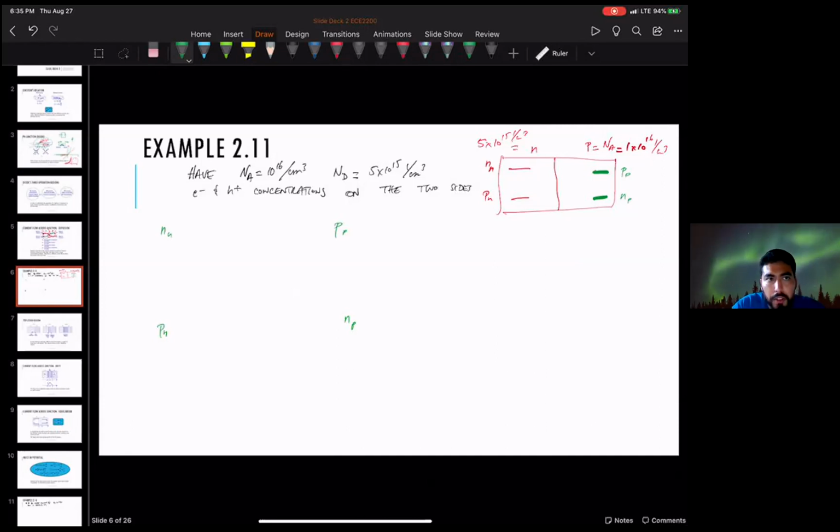And are we assuming this is silicon? Yeah, I'm sorry. We're assuming it's silicon, and we're assuming it's room temperature. Thank you. Sure.